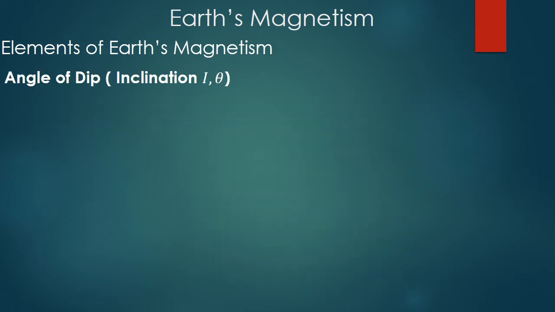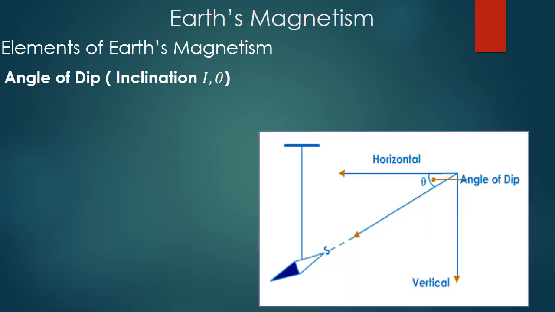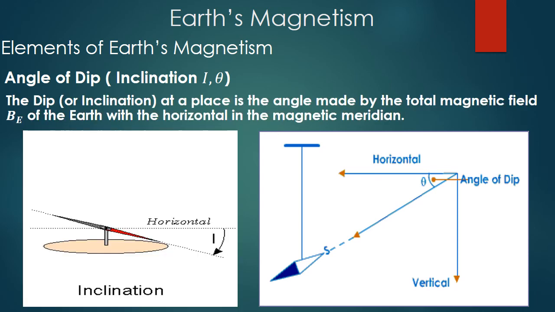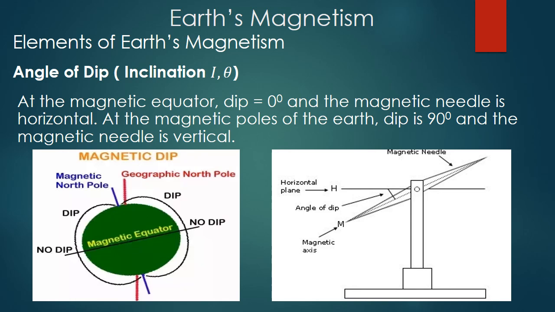Next is angle of dip or inclination. In the figure, you can see a compass needle. It points in the direction of the total magnetic field of the earth. You can also see the horizontal line. The angle between the total magnetic field of the earth and the horizontal is dip. At the magnetic equator, the magnetic needle is horizontal, therefore the dip will be 0. At the magnetic poles of the earth, the magnetic needle will be vertical, so the value of dip will be 90 degrees.